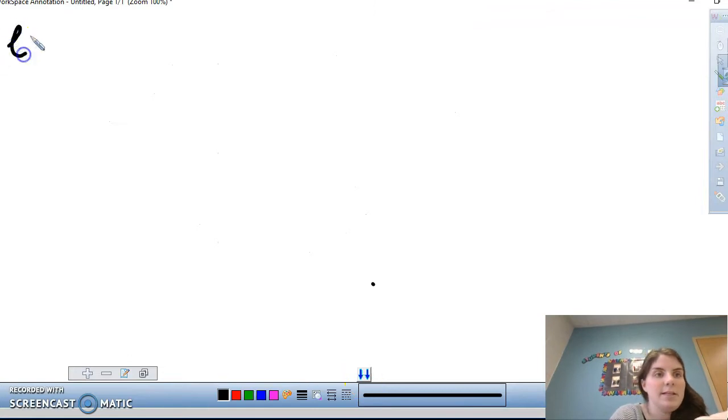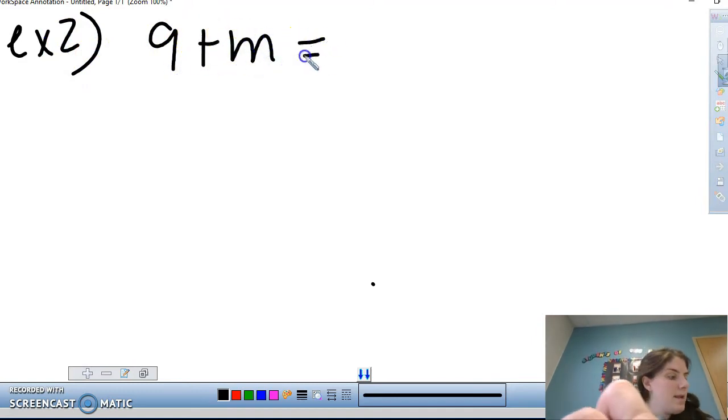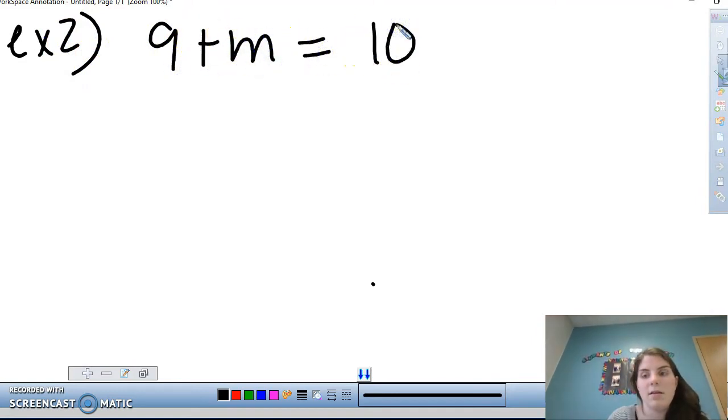Okay, example 2. We have 9 plus m equals 10. Now sometimes it helps to think about these numbers as positive or negative, because in our last one, it was a lot easier because the variable was first. So for this one, to get rid of this 9, we're going to need to subtract 9. Or if you want to think about it, this is a positive 9, so we need to use a negative 9 to get rid of it.